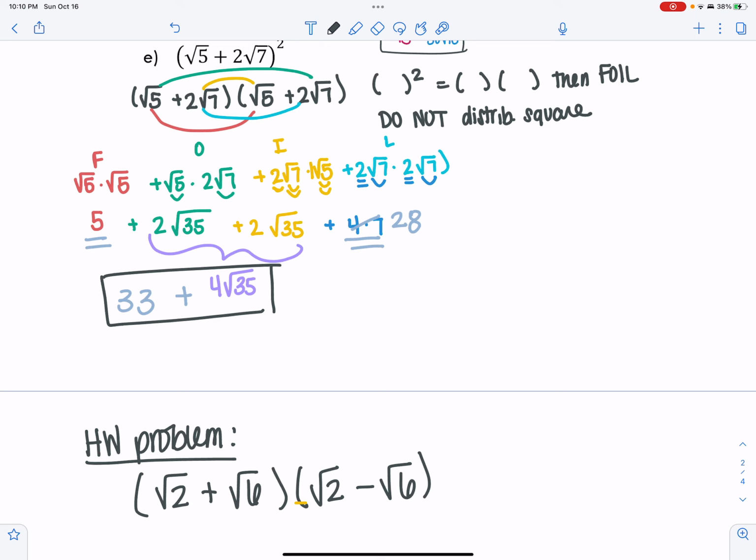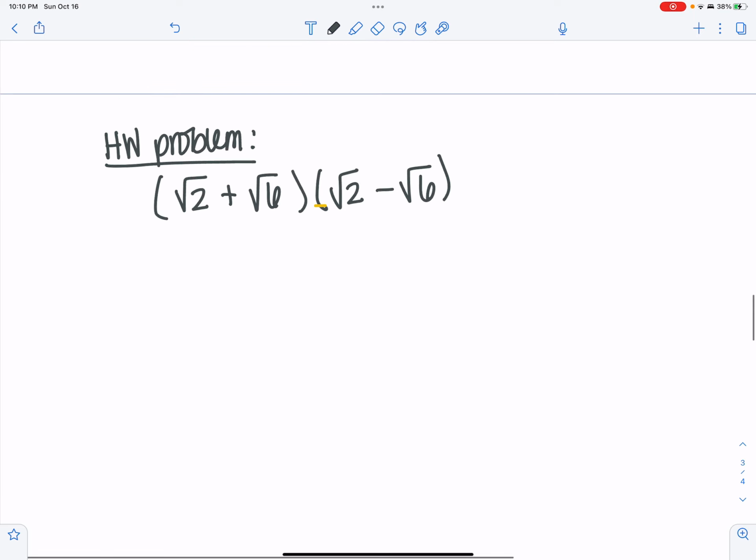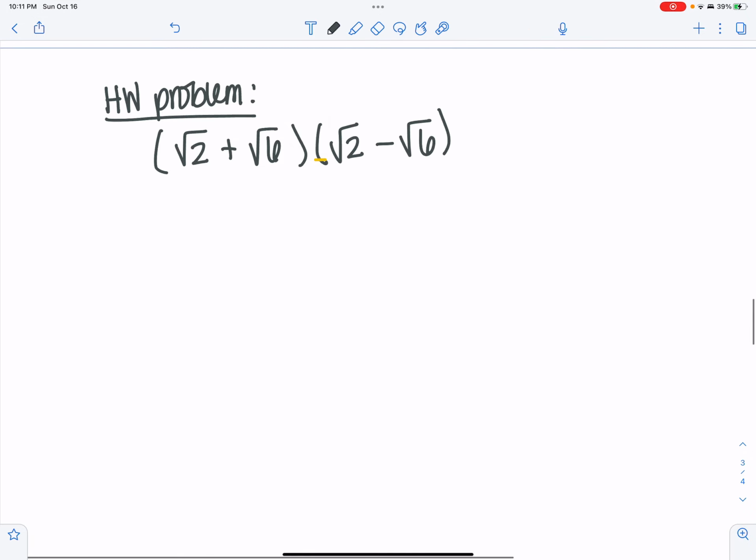All right, I've got one more for you from the homework. I just copied this one down so that we could try it out. So here is our homework problem: square root 2 plus square root 6 times square root 2 minus square root 6. So pause the video and give this a try.